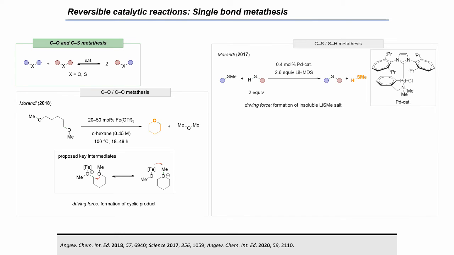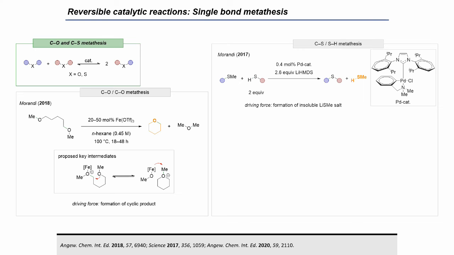The same group also developed a metathesis reaction involving aromatic thioethers, enabling the exchange of aryl substituents, complementary to cross-coupling strategies to access these motifs. They developed a C(sp2)–S/S–H metathesis reaction using a palladium precatalyst with lithium HMDS used to generate a thiolate in situ.